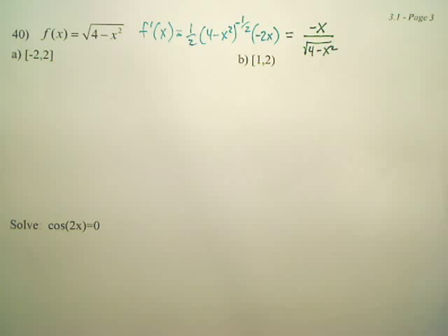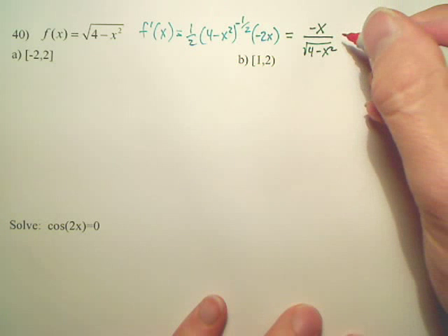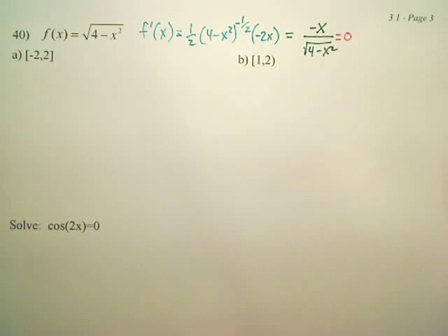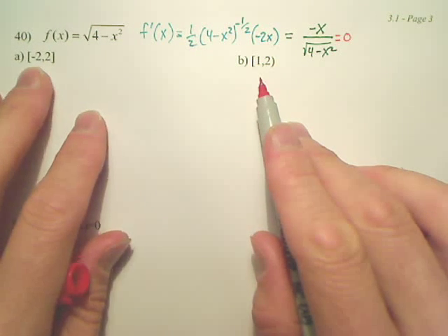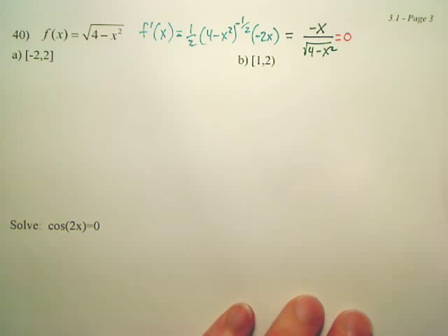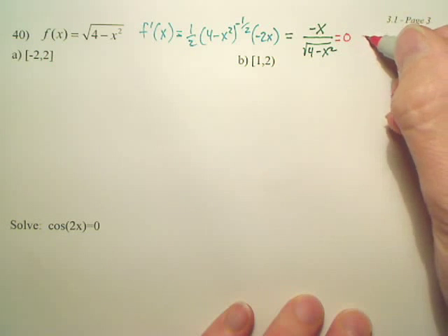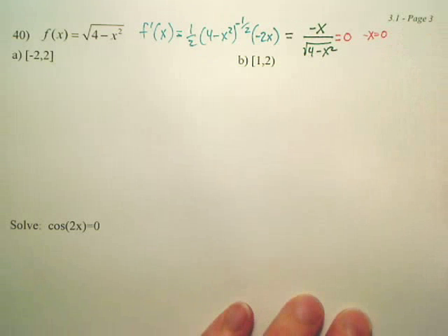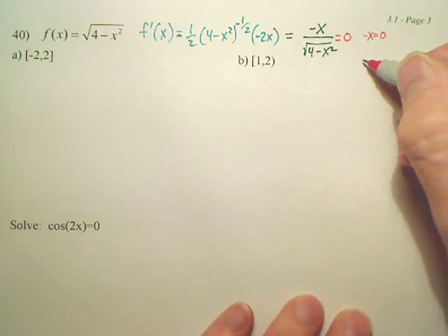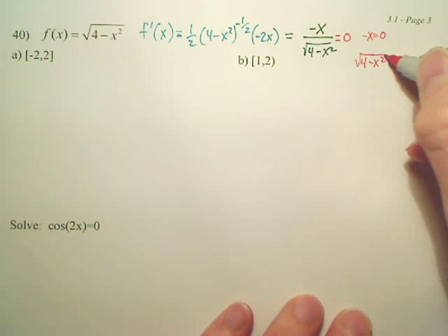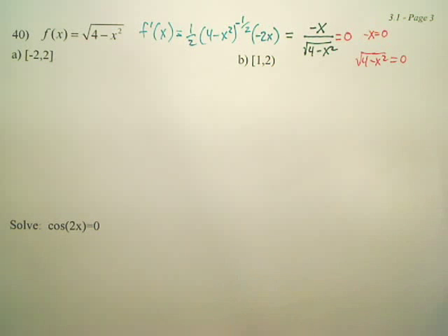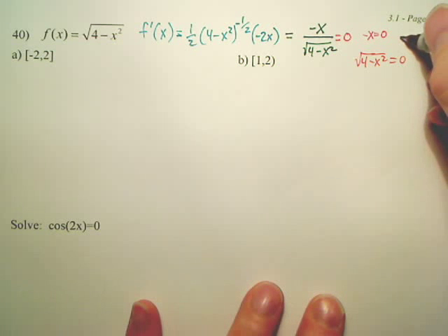Now, next, don't we set this equal to 0? Because we have intervals here, correct? We set this equal to 0. So when does negative x equal 0? That's easy. And when does the square root of 4 minus x squared equal 0? So we're going to do both. Well, the first one's what?